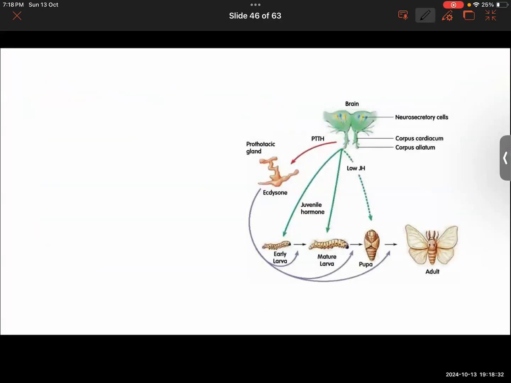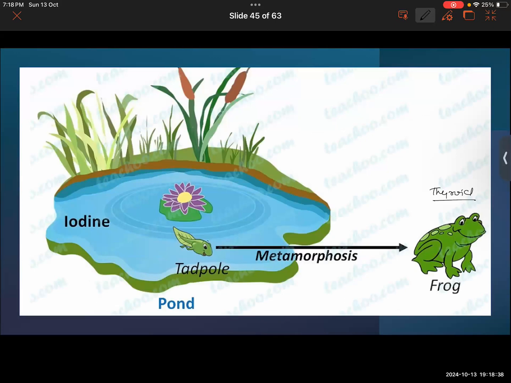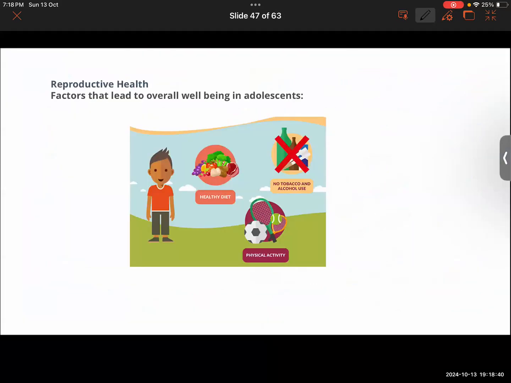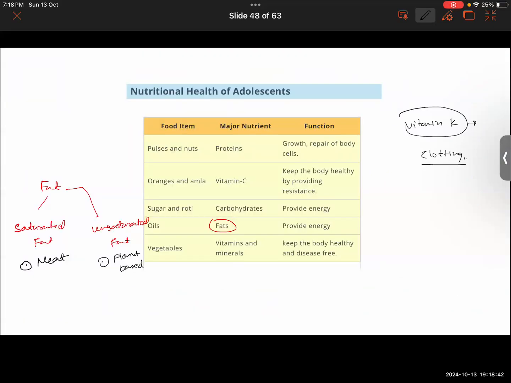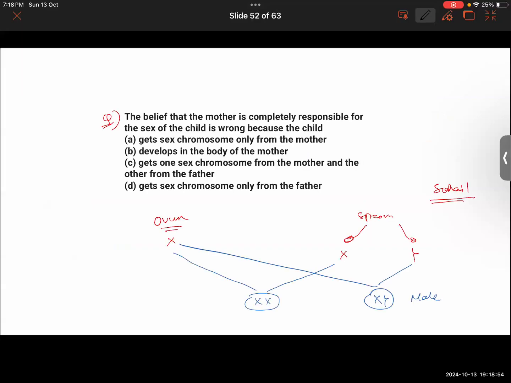We learned about the role of hormones in completing the life cycle of insects and frogs also. There, particularly the thyroxine hormone was responsible for bringing about metamorphosis. We learned about the importance of maintaining hygiene for adolescents, and the role of a proper balanced diet in being healthy. So all those things we have learned.